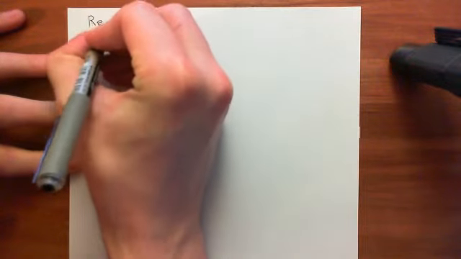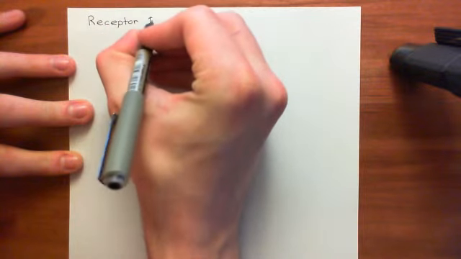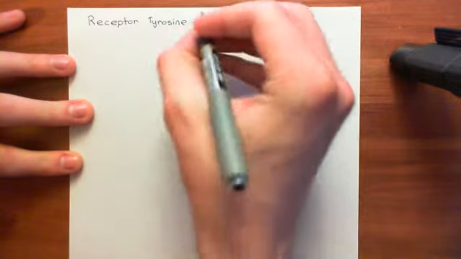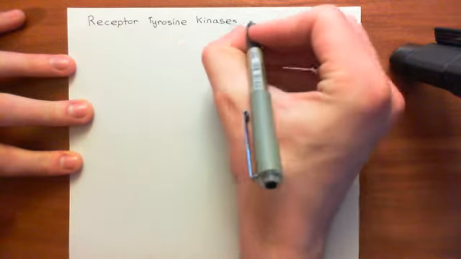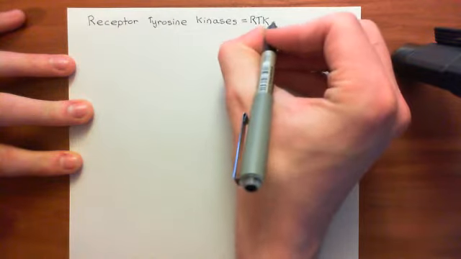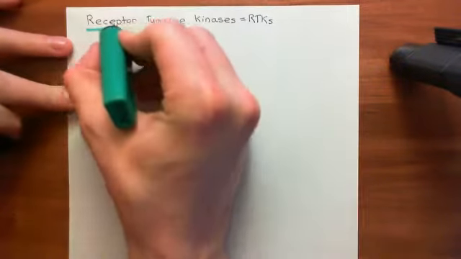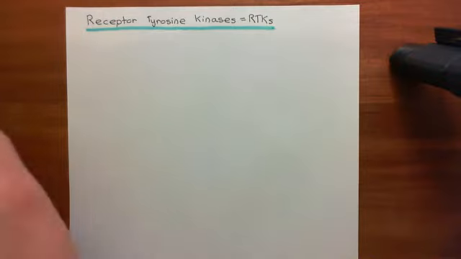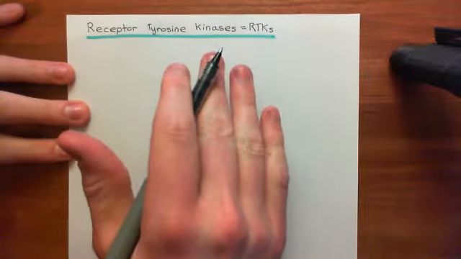Okay, so receptor tyrosine kinases then, they are a large family of receptors. Okay, there's around 58 known receptor tyrosine kinases in humans alone. And for short, receptor tyrosine kinases are often abbreviated to RTKs. R for receptor, T for tyrosine, and then K for kinase. Okay, and the reason that they're called that is because they have an inbuilt tyrosine kinase. Okay, they are tyrosine kinase enzymes.